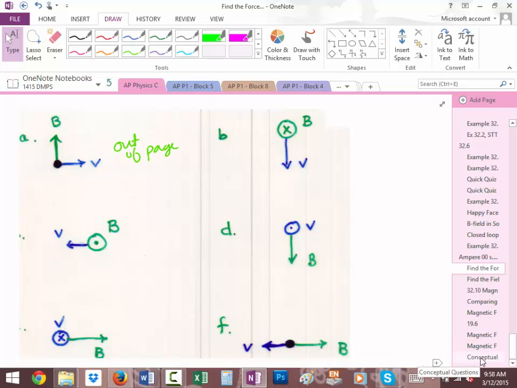All right. So let's just go around in a circle. Nathan, what did you guys say for B? To the right. To the right. Wow. All right. How about C? Logan, what'd you say? You said up. Do you guys agree? Wait, so V goes that way. B goes that way. Force goes, sorry, up.